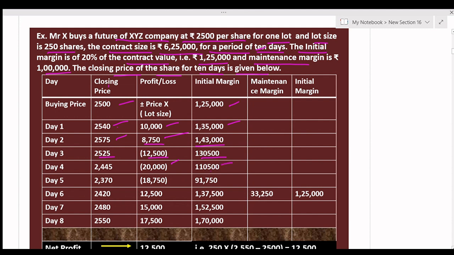The initial margin falls to 1,10,500. Next day total loss is 18,750. So the initial margin account balance will drop to 91,750. Here on the 6th day there is a profit, so the balance will come to 1,37,000. Here when it comes to 91,750, the maintenance margin is 33,250.